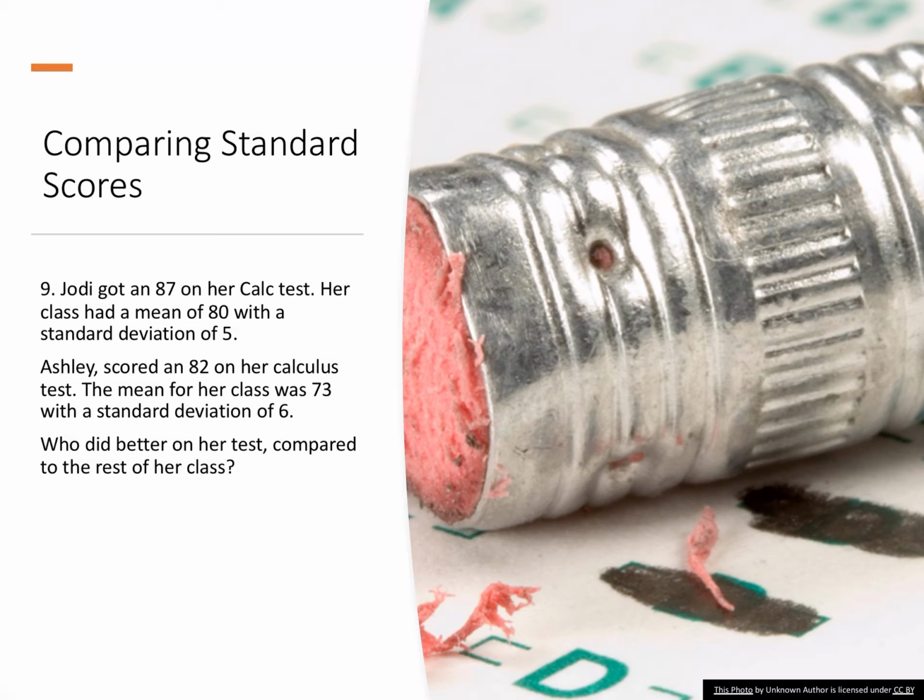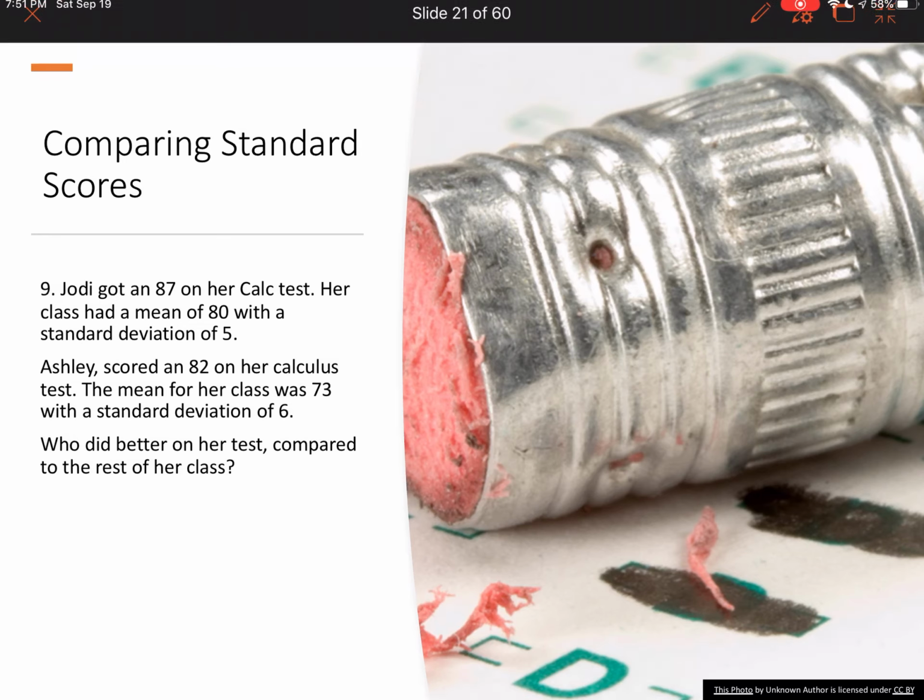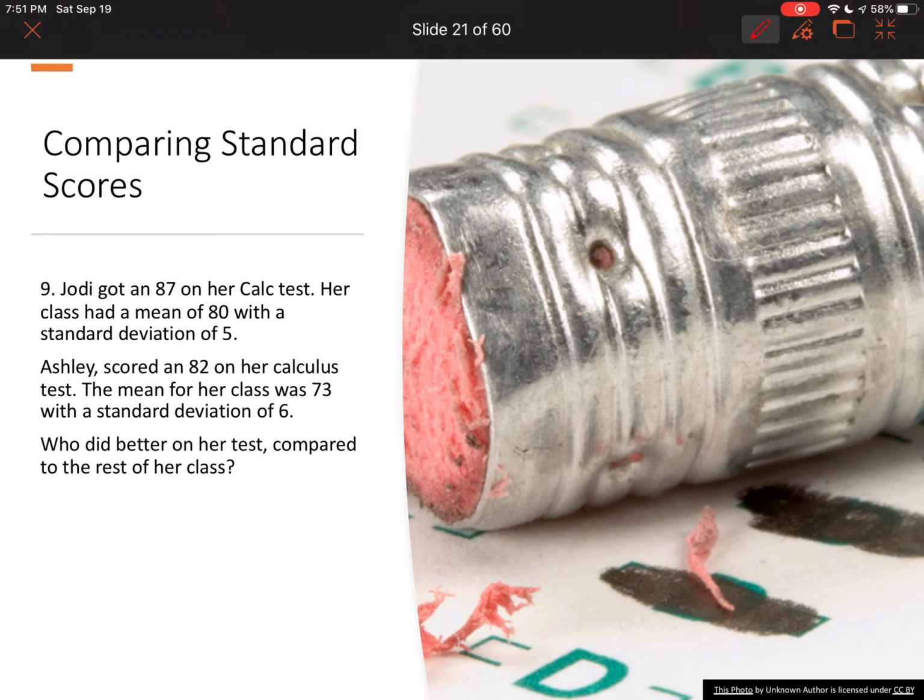Okay, this time we've got two students here. Jody got an 87 on her calc test. Her class had an average of 80 with a standard deviation of 5. Ashley got an 82. Her class average was a 73 with a standard deviation of 6. So who did better compared to the rest of the class? So at first glance, you're like, well, Jody got an 87. She clearly did better. But what we want to do is compare them to the rest of their class. So we're going to have to calculate a couple of z-scores here.